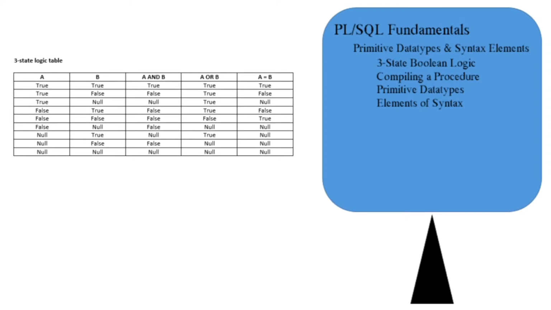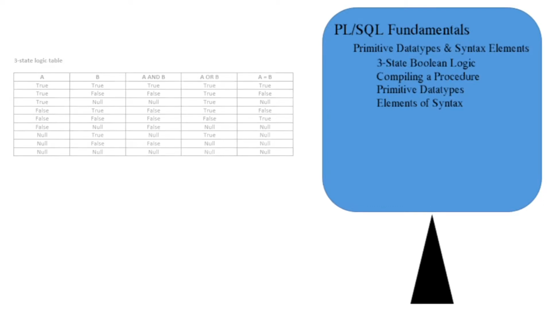We started out by looking at 3-state Boolean logic. Remember, guys, that when you throw in those nulls, things get a little squirrely. Best way to handle that is just go ahead and memorize that new truth table and never create a Boolean variable without assigning it a default value of either true or false.